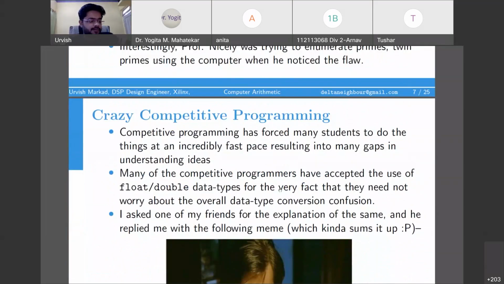So many of my competitive programming friends, all of you who are present here, might be using the float and double data types just at your convenience. Be it any number, you just end up using these. This is something which is quite wrong, I feel. You need to understand what data type should be assigned for that particular application.